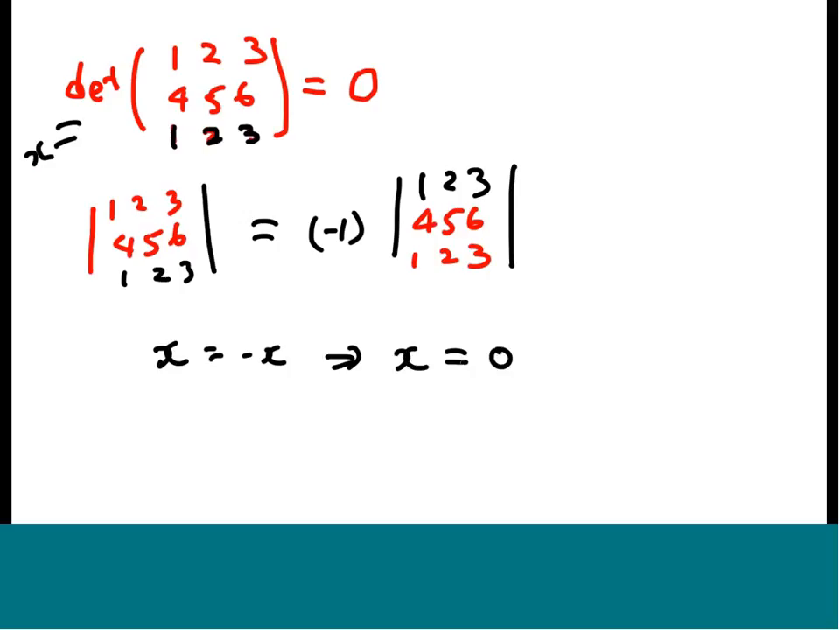Got it? Can you just subtract row 1 from row 3 and then use it? Yes, we're going to talk about that in a minute. That's also good. So if we have two rows the same, the determinant is 0, okay?